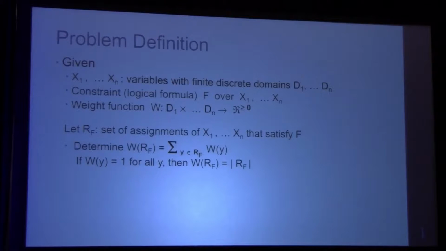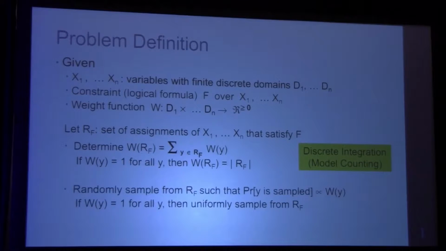So the first question that we want to ask is, can I find out the sum of the weights of all the satisfying assignments? So when I sum W of y over all y in R sub f. And of course, if the weight is 1 for every y, then it's easy to see that we're just counting the number of solutions of f. Right? And this problem is also called discrete integration or model counting. It's really some kind of summing up of weights over a constraint.